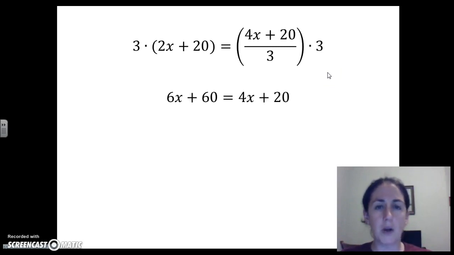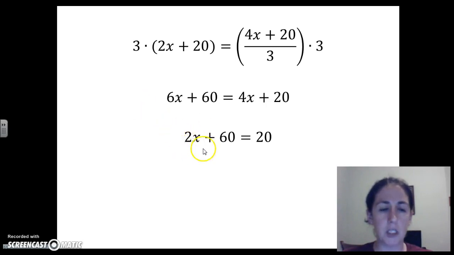Now it's a regular multi-step algebraic equation with variables on both sides. You can bring the 6x to the 4x, or the 4x to the 6x. I'll subtract 4x from both sides. 6x take away 4x, here's my 2x, plus 60 equals 20. Now it's just a regular multi-step equation. Subtract 60 from both sides.